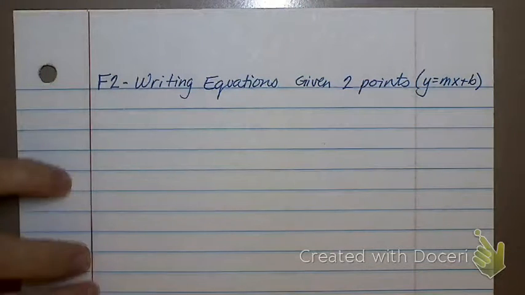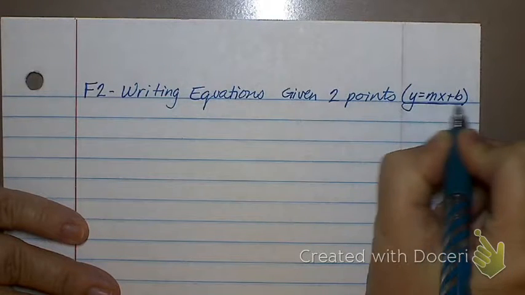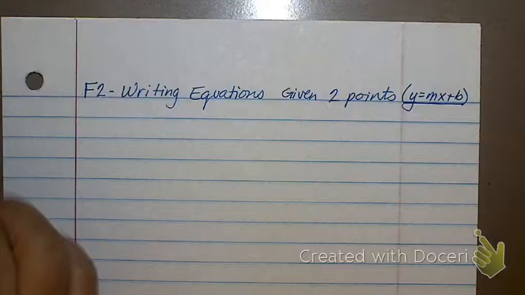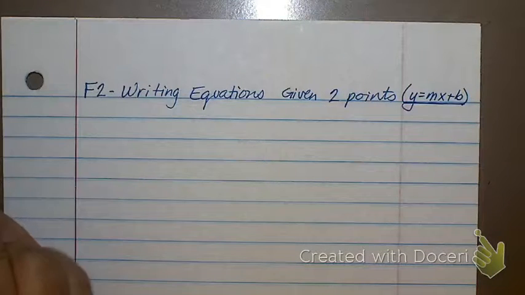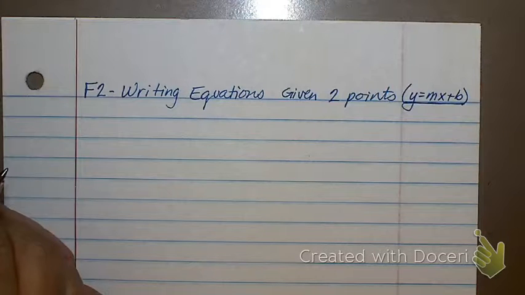So we are going to write equations in our favorite slope-intercept form. Slope-intercept form is y equals mx plus b. We talked about it yesterday. It's called slope-intercept form because it gives you a slope and a y-intercept.